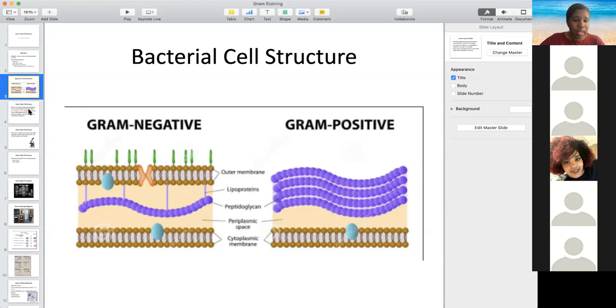Here's what I want you to know about this cell wall. The cell wall is made up of a peptidoglycan, glycoprotein structure. Gram-negative bacteria are going to have a thin peptidoglycan layer. Gram-positive bacteria are going to be characterized by a very thick peptidoglycan layer. You need to write this word peptidoglycan down. Peptidoglycan. I'll give you a moment to write that down. That's a very important term in microbiology.